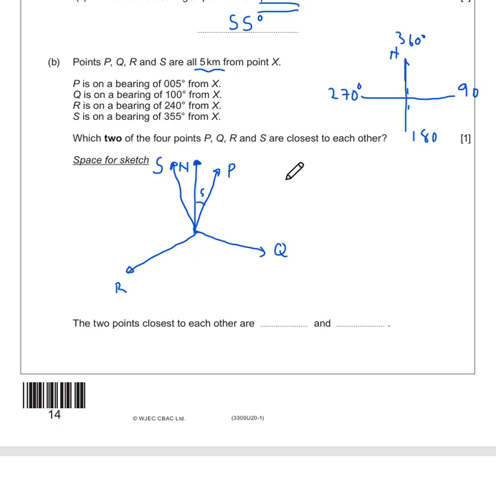So we're looking for which two of the 4 points P, Q, R and S are closest to each other. So hopefully we can see from this diagram that P and S are going to be the closest to each other. Only 10 degrees between them. Whereas we could work out, well, we could do it mathematically, couldn't we? Actually work out the difference in degrees around these other ones would obviously be much more than that, 10 degrees.